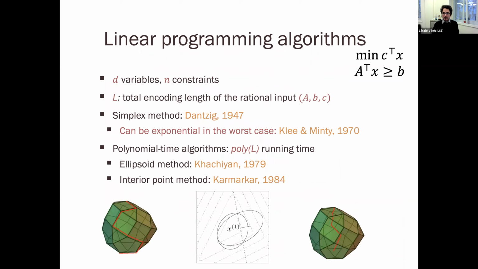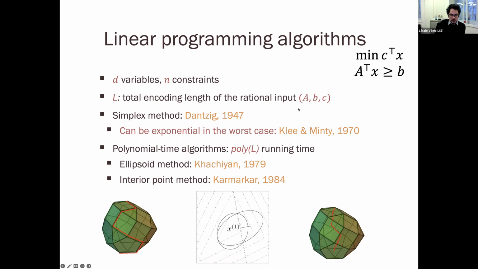So I'll be talking about linear programming algorithms. Let's think of linear programming in this inequality form. We have a linear objective we want to minimize over a set of inequality constraints, which are of greater or equal form. d and n will always denote the number of variables and the number of constraints. Another important parameter, if we want to talk about running times, is the total encoding length of this rational input. Let's assume all these numbers are given as binary represented rational numbers, and L is the total number of bits describing this matrix A, the right-hand side b, and cost function c.